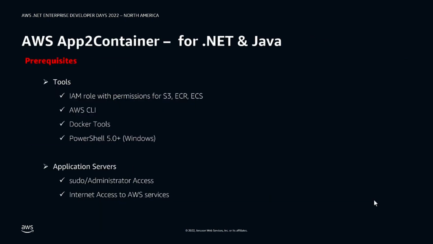And there are a few prerequisites to fulfill before installing and using App2Container, and they are very basic, as you can see on the screen. Like, you need to create an IAM role with permissions to access S3, ECR, ECS or EKS. You need to install the AWS CLI so that you can configure an AWS profile. You will need the latest Docker tools and PowerShell. Also, on the application server where you have your applications running, you will need sudo or admin access, including internet access.